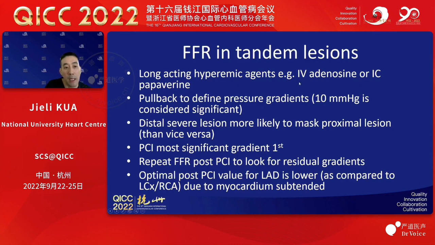It's important to always do a pullback to define your pressure gradient. In general, a 10 millimeters mercury drop is considered a significant pressure gradient, meaning you are likely to benefit from PCI. We should also remember that the distal severe lesion is more likely to mask the proximal one rather than vice versa. For example, if you have a proximal LAD lesion with an FFR of 0.65, and you have a distal lesion that is significant, the distal lesion is going to reduce the flow across the proximal lesion. So your pressure gradient is going to be less. It might be 0.79 when you measure, and then after you fix it, it will become 0.6 something.